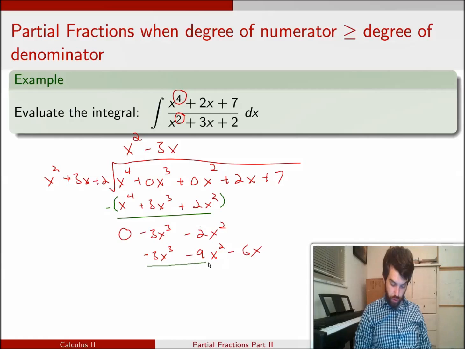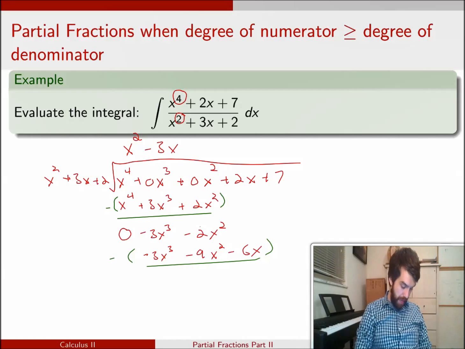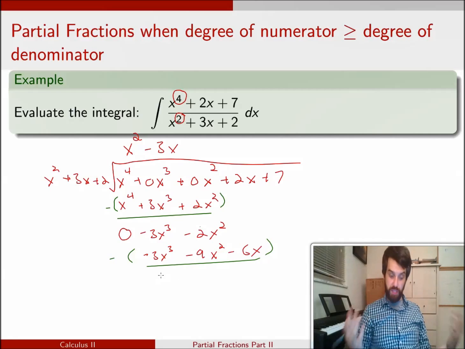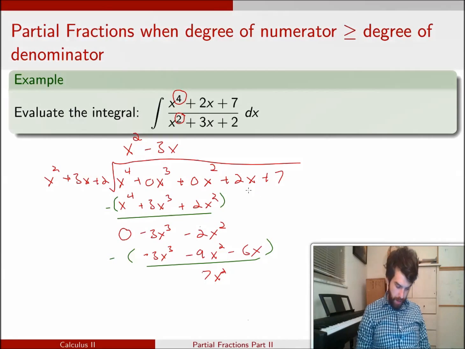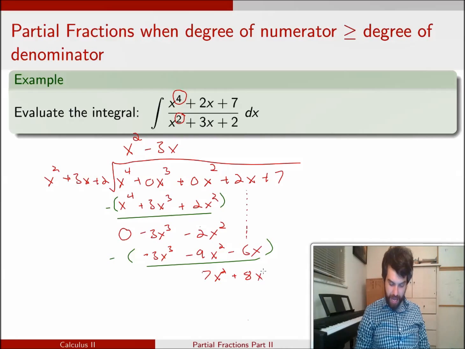Again, I'm going to subtract these two things from each other. So this is going to be subtracting off all of that. The minus 3x cubed minus the minus 3x cubed is just going to be 0. Minus 2 minus a negative 9 is like plus 9. So this is going to give me 7x squared. And if I take the 2x from the top and subtract off this minus 6x, that's going to give me a plus 8x. And I may as well bring down this plus 7 from the top as well to keep everything looking nice and clean.